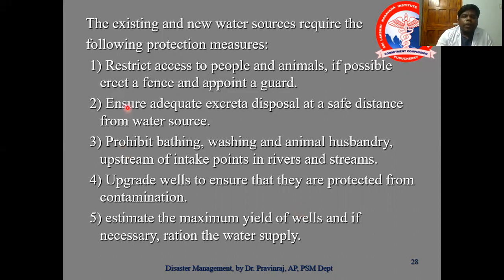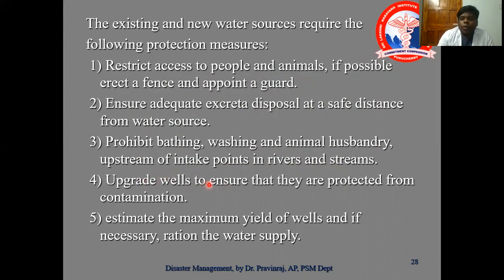First is to restrict access to people and animals. If possible, erect a fence and appoint a guard. Then ensure adequate excreta disposal at a safe distance from the water source. This is also important. Then prohibit bathing, washing, and animal husbandry upstream of intake points in rivers and streams.